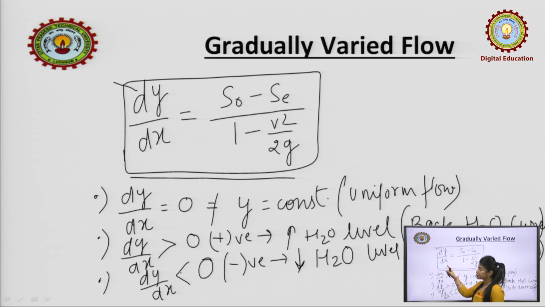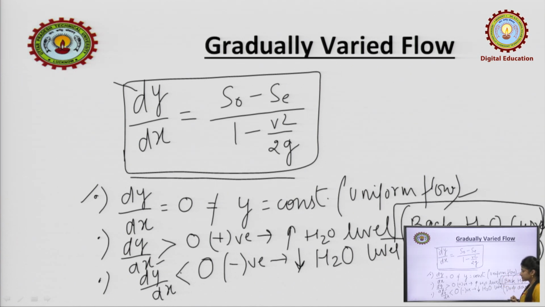The dynamic equation gives three sections. If it is 0, there is no change, so we get uniform flow, which is verified. If it is greater than 0, there is a positive change with respect to the distance covered by the channel, and that results in the formation of a backwater curve. So we are going to study the backwater curve in today's session, and how to calculate it.